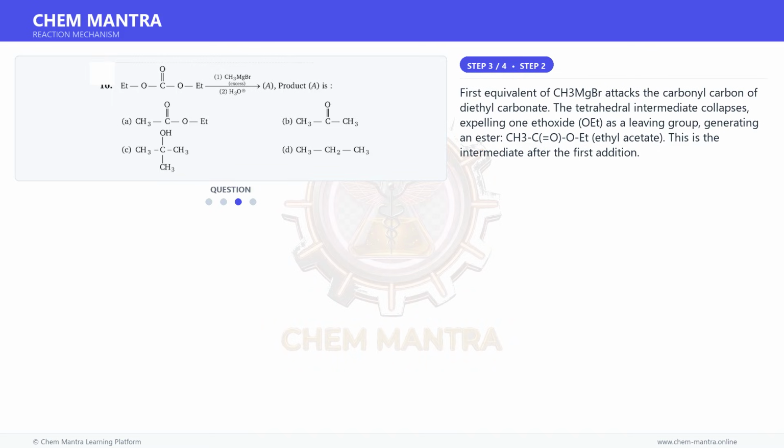Moving on to the next step. First equivalent of CH3MgBr attacks the carbonyl carbon of diethyl carbonate. The tetrahedral intermediate collapses, expelling one ethoxide, OEt-, as a leaving group, generating an ester, CH3C(=O)-OEt, ethyl acetate. This is the intermediate after the first addition.